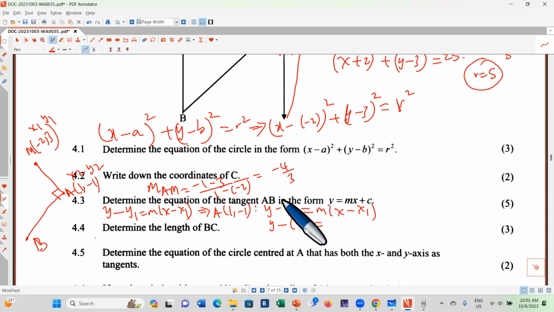What is the gradient of the line AB? Because they are perpendicular, the gradient is going to be, you multiply it by negative, and then you reciprocate.